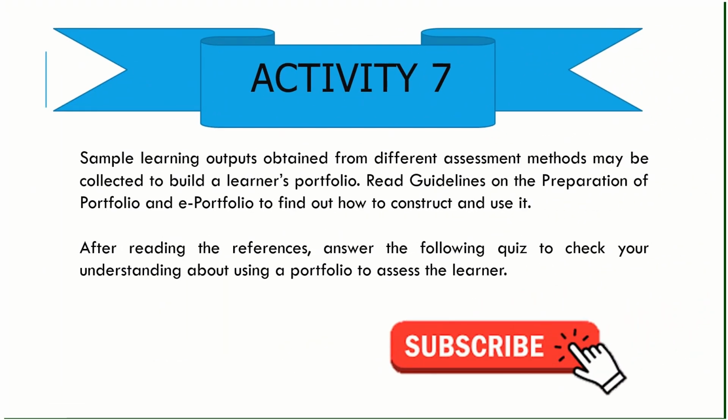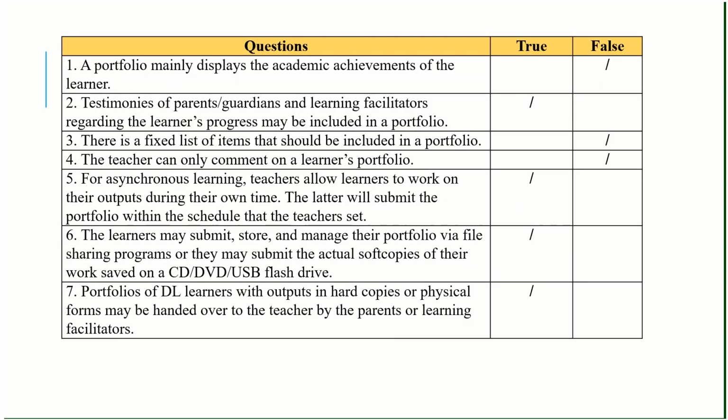Activity 7. Sample learning outputs obtained from different assessment methods may be collected to build a learner's portfolio. Read guidelines on the preparation of portfolio and e-portfolio to find out how to construct and use it. After reading the references, answer the following quiz to check your understanding about using a portfolio to assess the learner. Question number 1. A portfolio mainly displays the academic achievements of the learner.